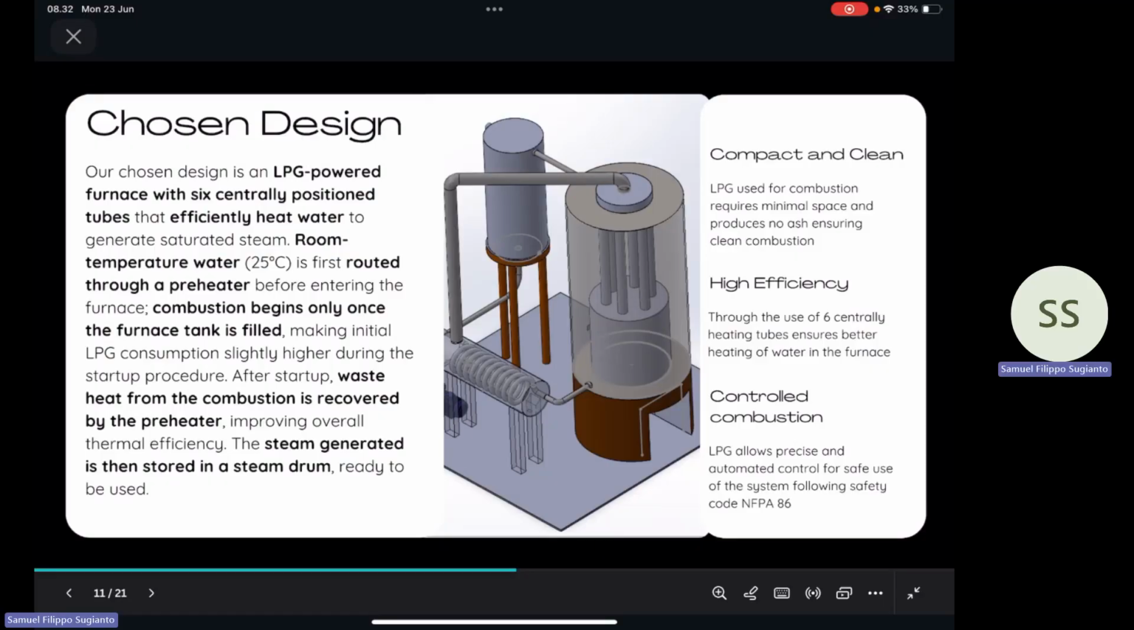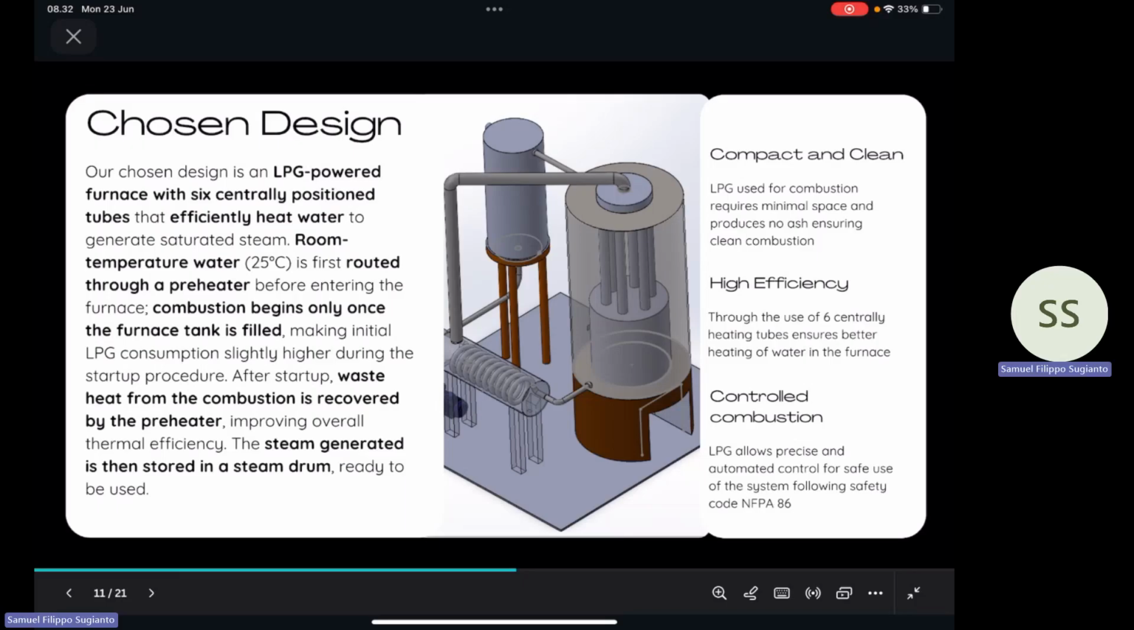Waste heat from the combustion is recovered by the preheater. So the waste heat coming from the furnace will be transferred through piping to the preheater, or the economizer. Then the steam generated will be stored in the steam drum by piping.